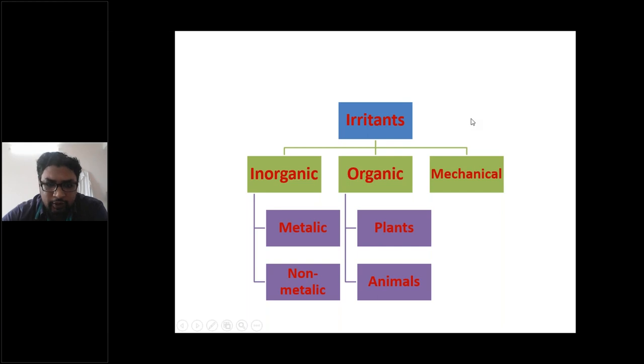In irritants, we have three classifications: inorganic, organic, and then mechanical. Inorganic, we have two: metallic and non-metallic. We have seen metallic poisons, arsenic, copper, lead, iron, mercury, and non-metallic poisons, phosphorus and chlorine. Today we will look into organic irritants, particularly plants. In the next class we can look into animals.